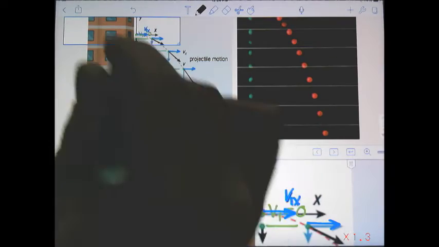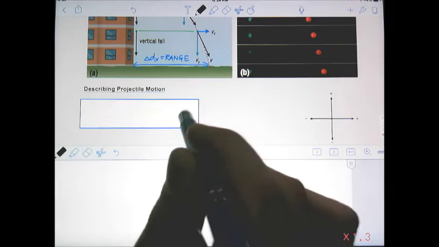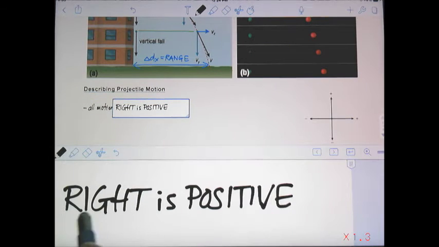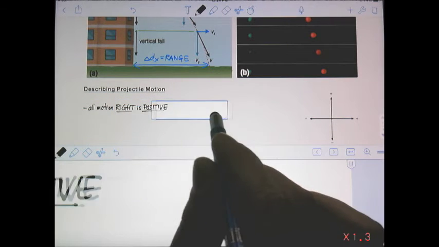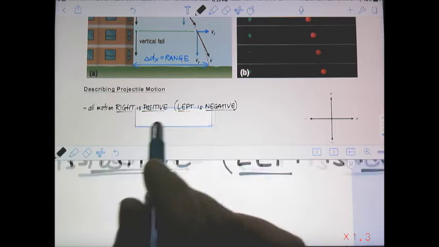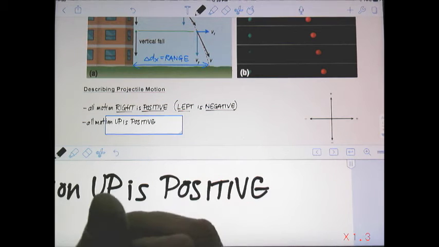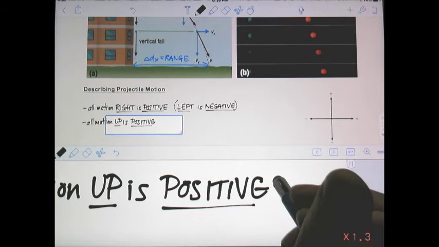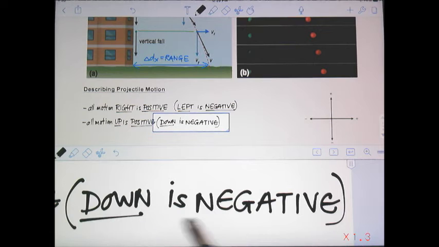So we can write, to summarize, all motion to the right is positive. We therefore understand that left is negative. Therefore, we can state that all motion up is positive, and conversely, down is negative.